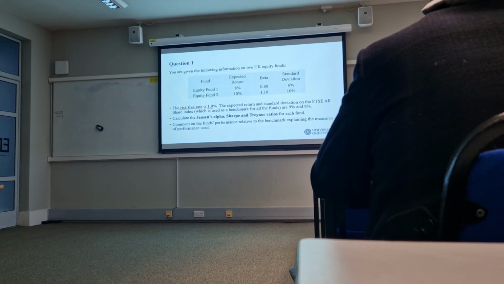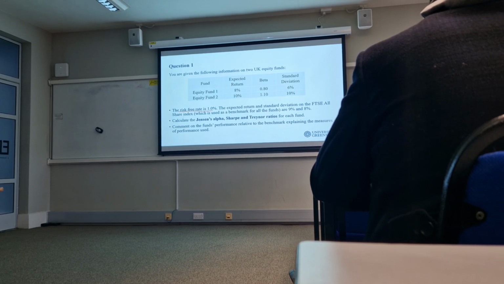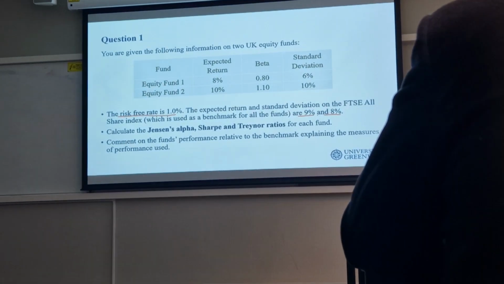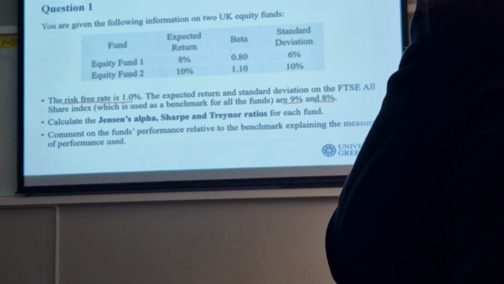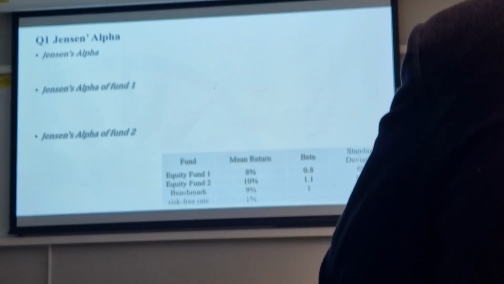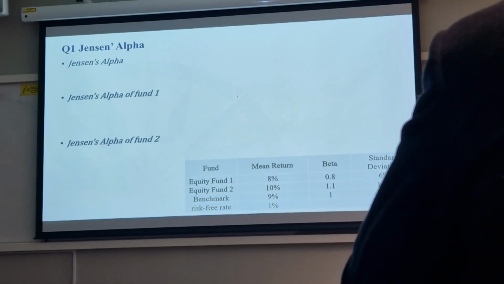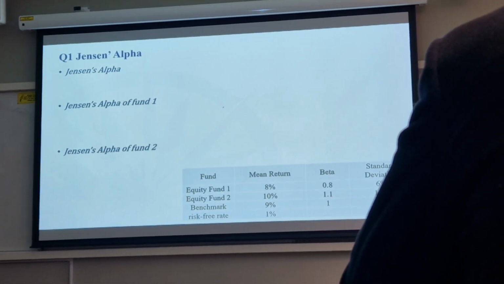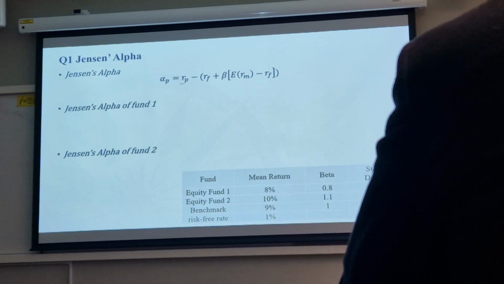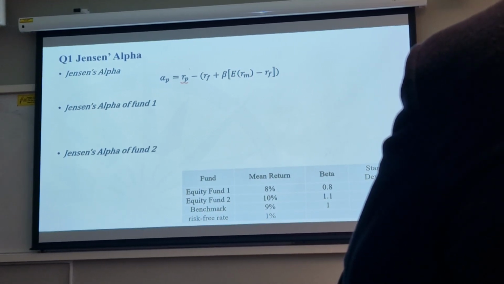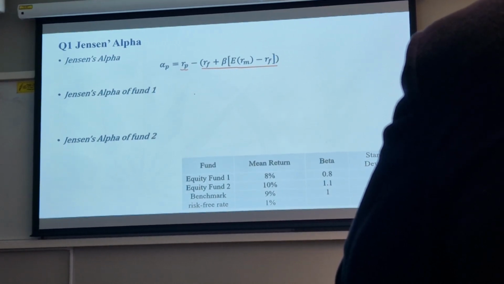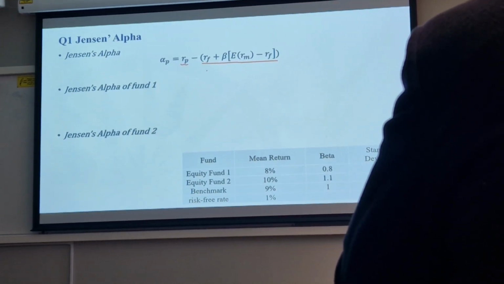Then the benchmark. The benchmark is the FTSE All Share Index, and the return is 9%. The standard deviation is 8%. So basically, we can calculate Jensen's alpha, Sharpe ratio, and Treynor ratios. For Jensen's alpha, we compare the market expected return with the theoretical expected return. So this is the market return of the ETF subtracted by the theoretical return calculated by the CAPM model.